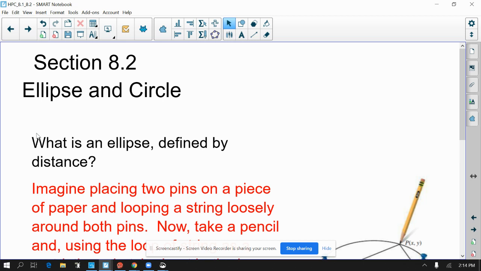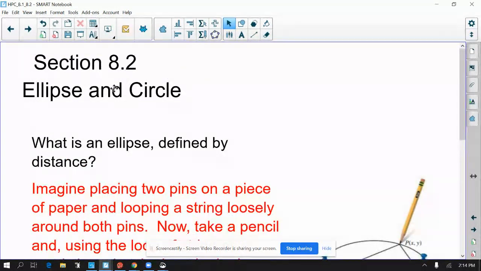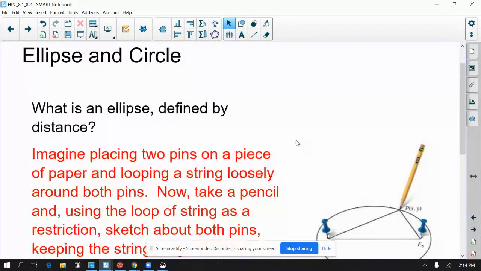Hello. So we are starting section 8.2, and it's going to again cover 2 days. This one feels a little bit bigger than our first section on parabolas. We're talking about ellipses and circles here. So this whole chapter is about defining things by distance. So how can we define what an ellipse is by distance?